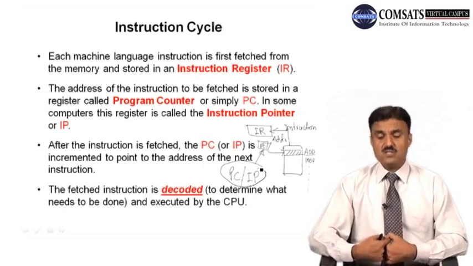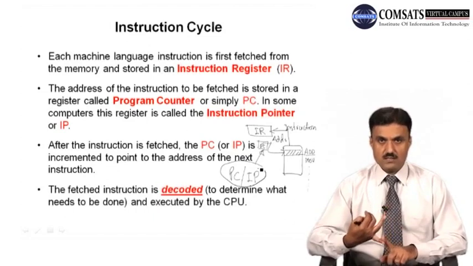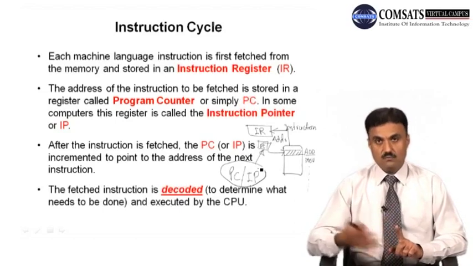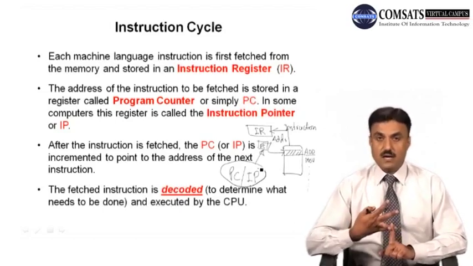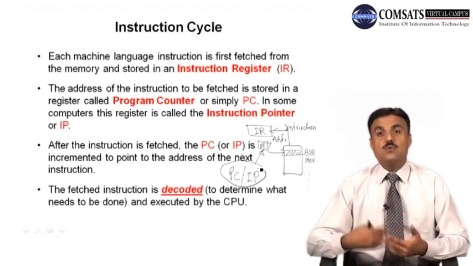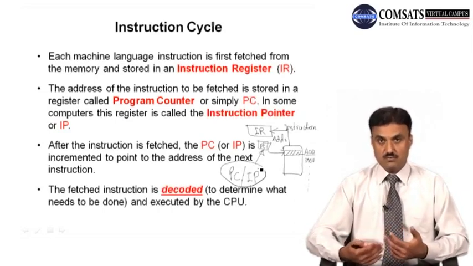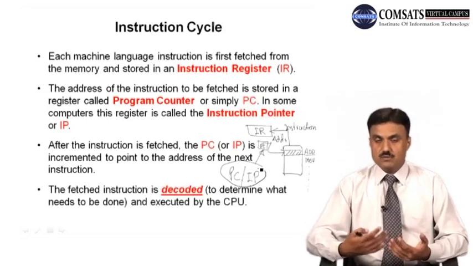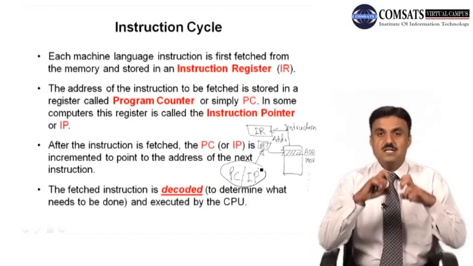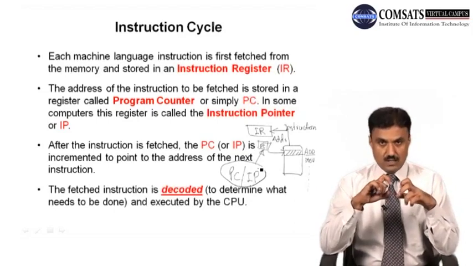So this fetch instruction is decoded. First step, the program counter has the address. From that address, the next step is we fetch the instruction and put it inside the instruction register. The third step is that we decode that instruction, so we determine what needs to be done. When the CPU or the microprocessor decodes the instruction, it sees the combination of bits inside the instruction, the unique bits.